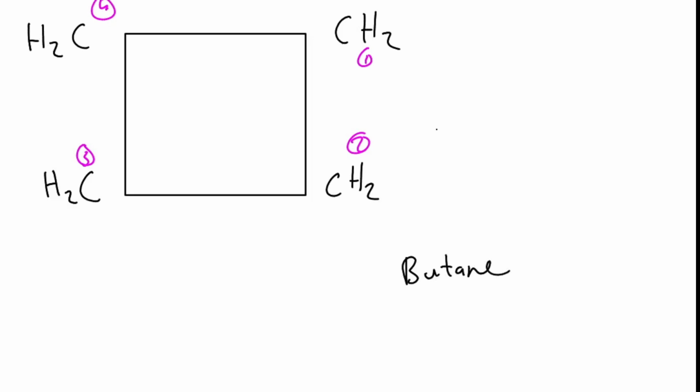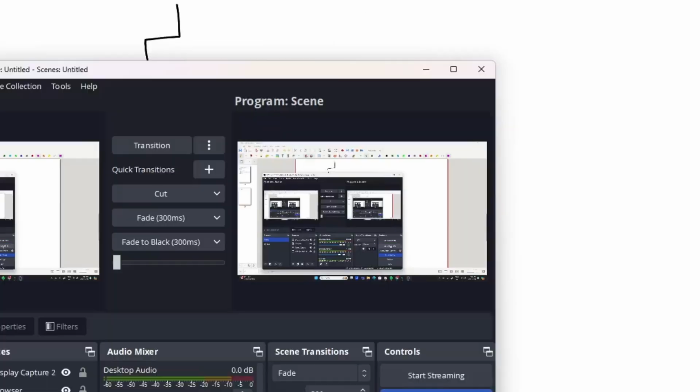I think I'm finished, right? Okay, no, we're not done yet. Since it's all enclosed together in a ring, this would be a cyclic alkane. So it would be cyclobutane. So to scratch out butane, it would be cyclobutane. That's what this would be.